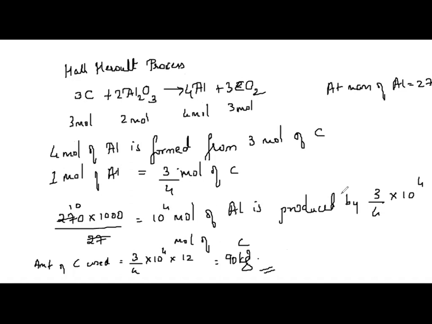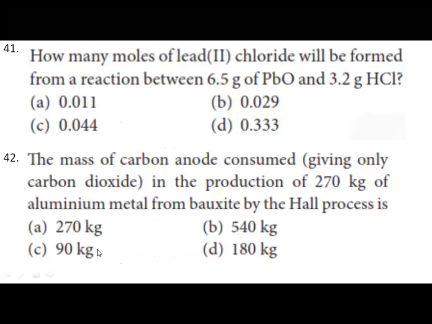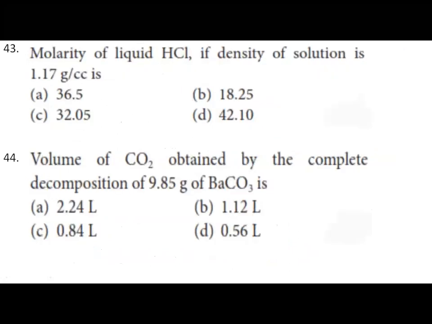So it is produced by how many moles of carbon? 3 by 4 into 10 raised to 4. This is in number of moles. I want the amount of carbon used. So 3 by 4 into 10 raised to 4 into atomic mass of carbon. The answer comes out to 90 kg. First it comes in grams, then we can convert it to kg. So it comes out to 90 kg, right? Okay. Moving to the next question.